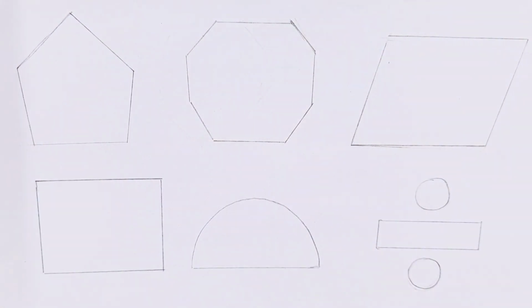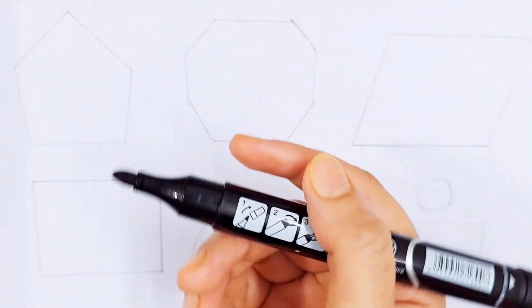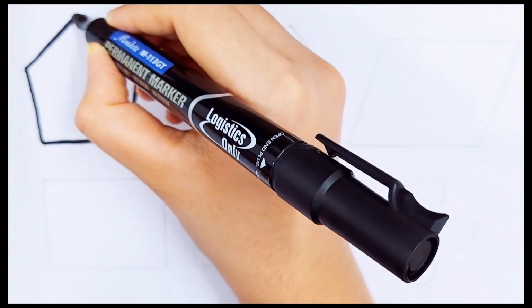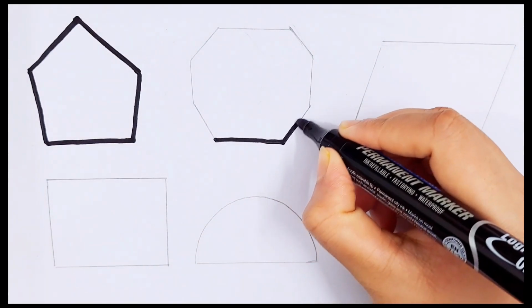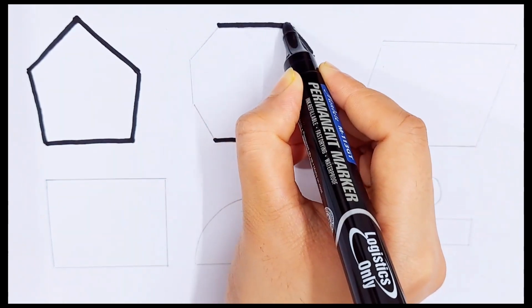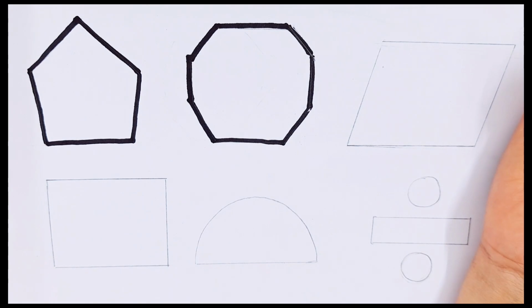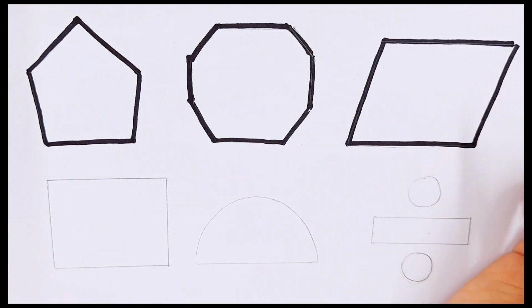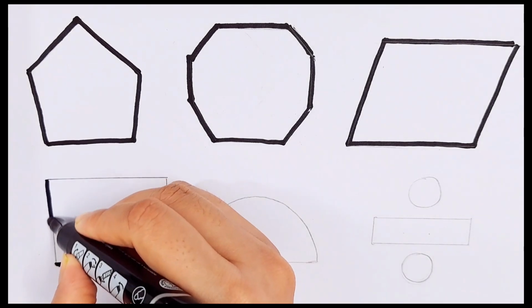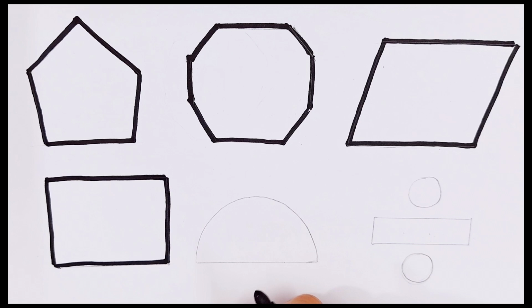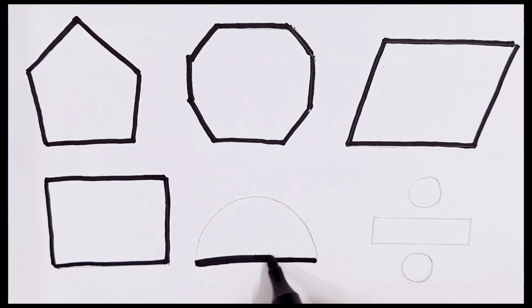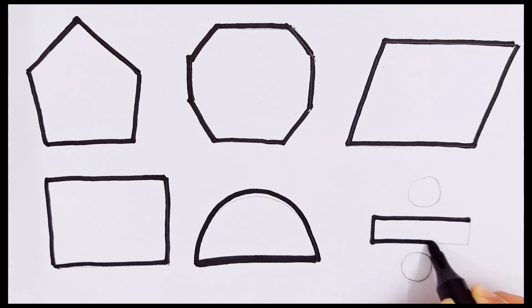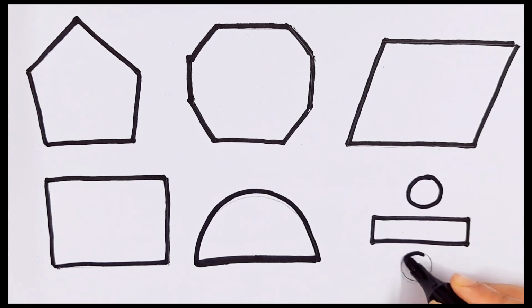Let's learn to draw some 2D shapes. Black color, pentagon, octagon, parallelogram, square, semicircle, division.